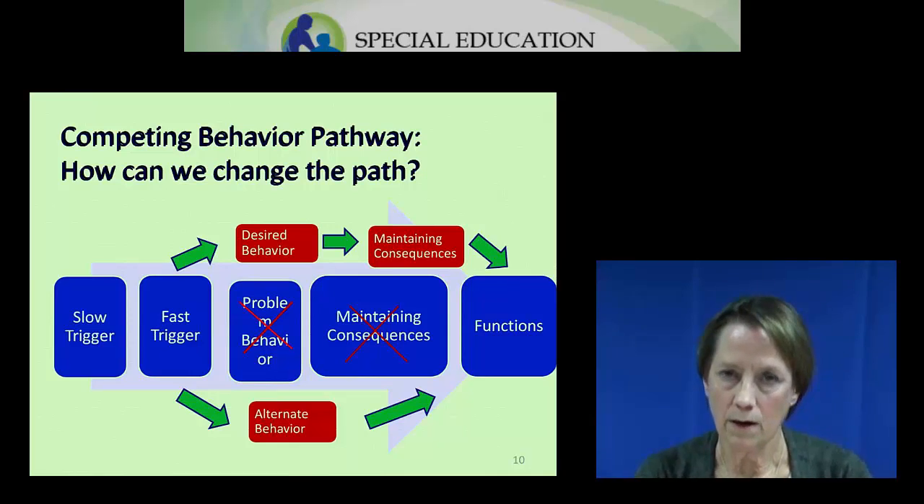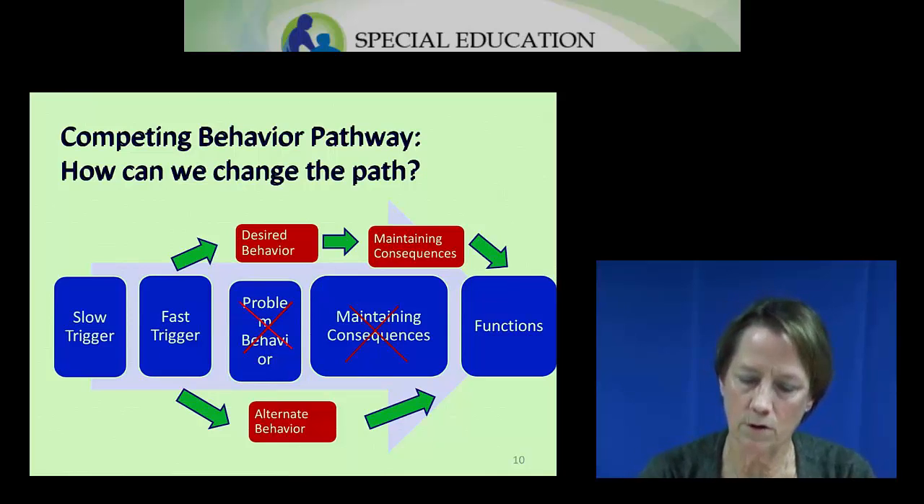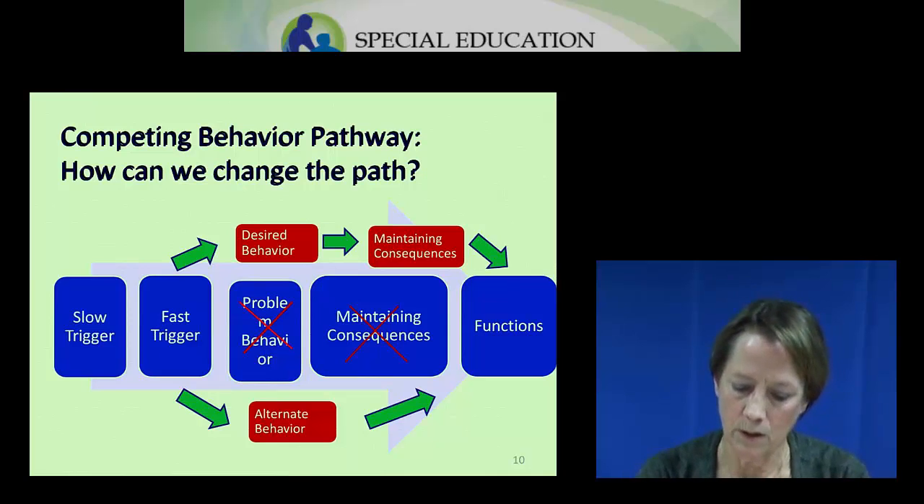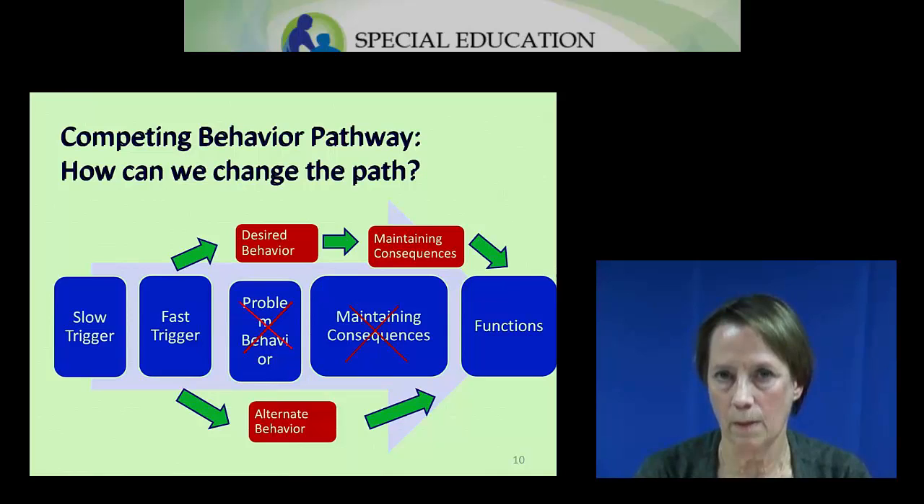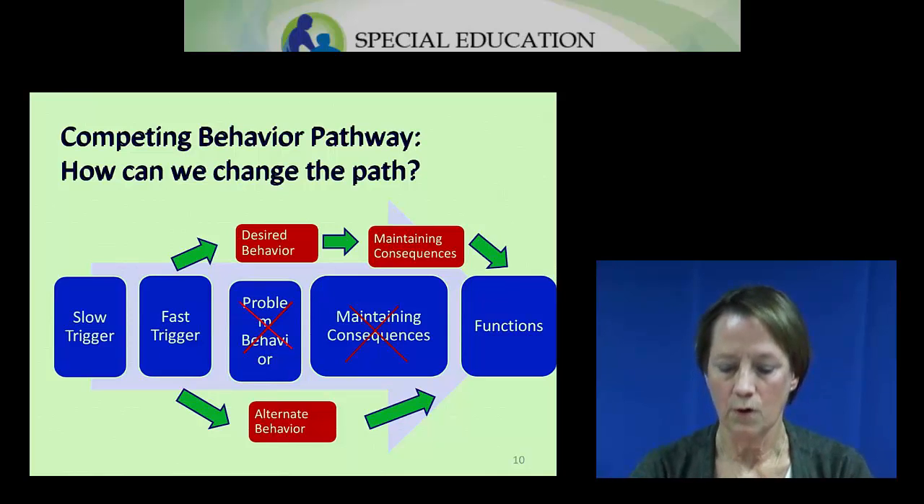Alternatively, we can identify a behavior that isn't exactly the desired behavior, but might be close to it, and it is an alternative to our problem behavior. It's going to be more acceptable to us than the problem behavior. And then we're going to try to adjust our triggers so that that behavior will also serve the function that the student is trying to meet.